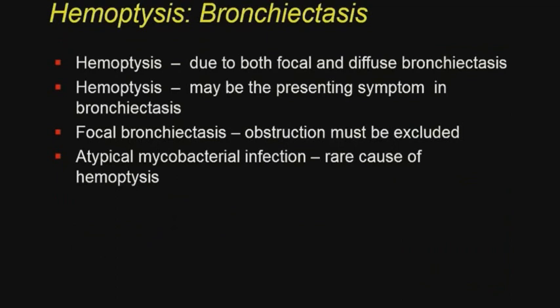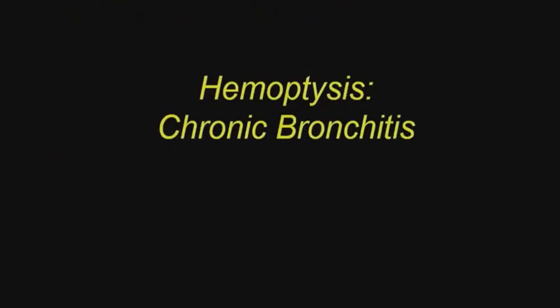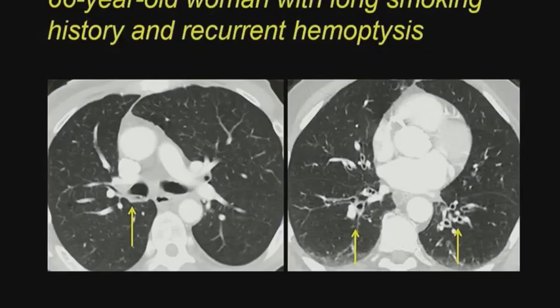So hemoptysis in bronchiectasis is due to both focal and diffuse bronchiectasis. It can be the presenting symptom. And also with focal bronchiectasis, we have to exclude obstruction. With atypical mycobacterial infection, the bronchiectasis can be a rare but definitely considerable cause of hemoptysis.